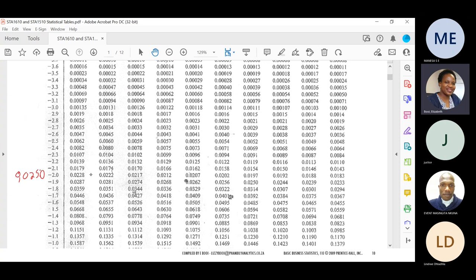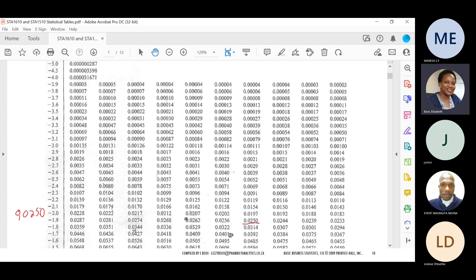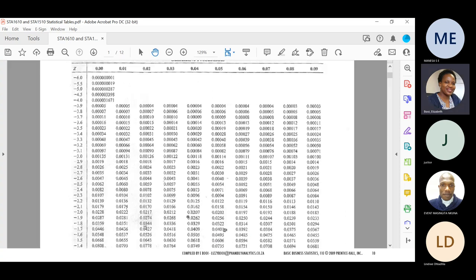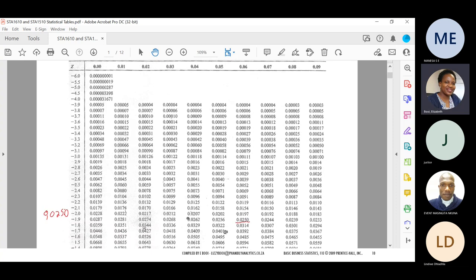Maybe I need to go down. There is 0.0250. Then I have found it. I need to go inside the table. I found the probability. Then I must go outside to find my Z value. So you always first start with the left-hand side, and you will find that it corresponds to minus 1.9, and go up, and it corresponds to 6.